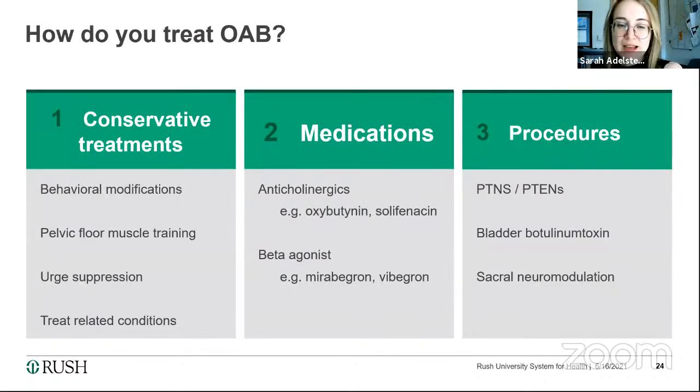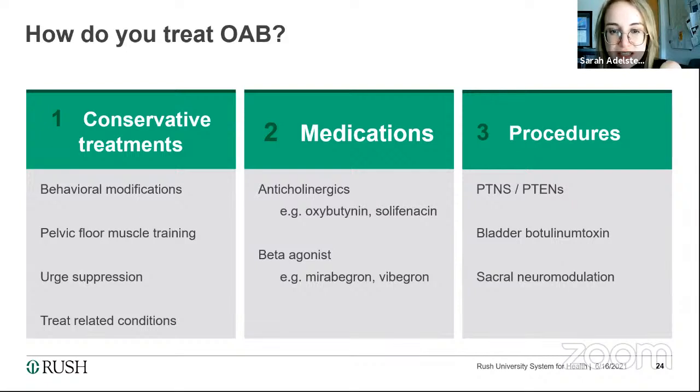How do you treat overactive bladder? There are conservative treatments, there are medications, and there are also procedures for overactive bladder. Conservative treatments would be behavioral modifications, and I'm going to spend a lot of time talking about those in the next few slides. Pelvic floor muscle training like Kegels, urge suppression is a technique we'll talk about, and again, related medical conditions, right? If you are diabetic and your hemoglobin A1C is 14, your bladder is not going to be functioning normally. You get essentially a neuropathy in the bladder. So, optimizing related medical conditions is a really important part of the treatment strategy.